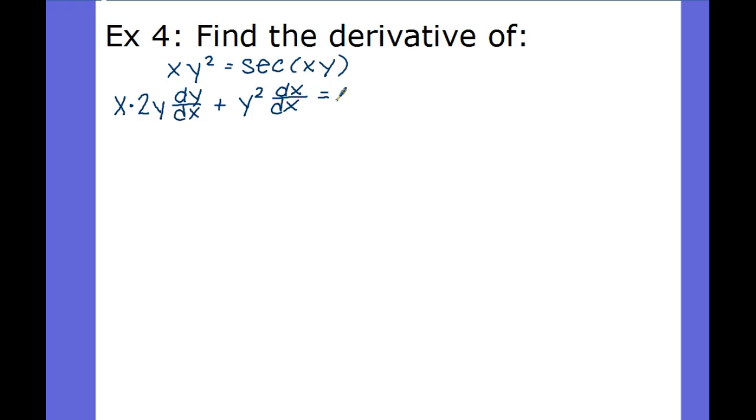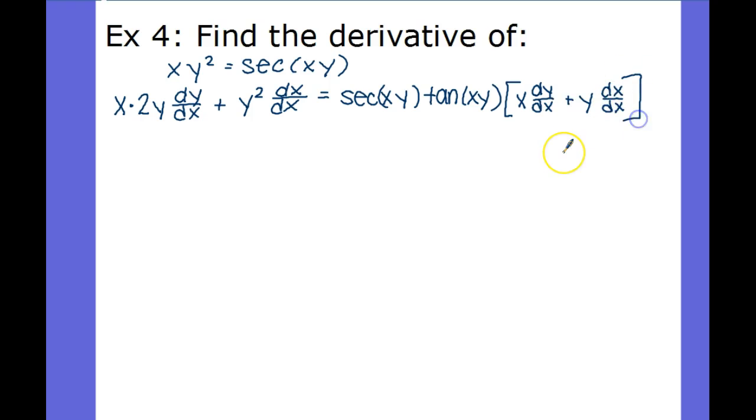Derivative of secant becomes secant tan. It doesn't matter the order you write them, secant or tan first. What do we have to do now? Exactly. So it's first times derivative of second plus second times derivative of first. Clean it up.